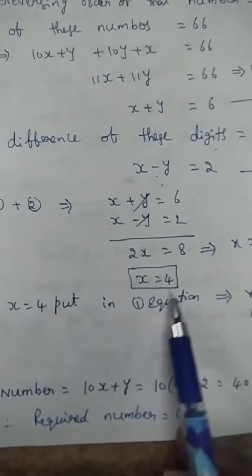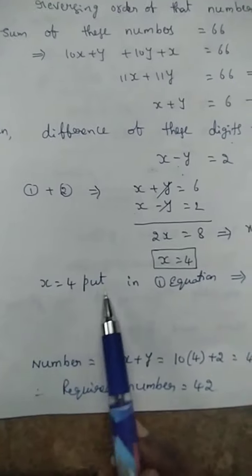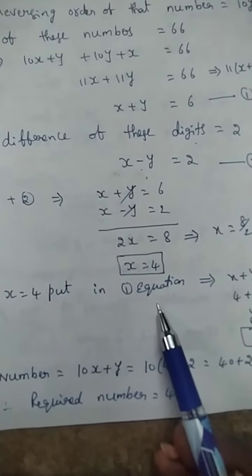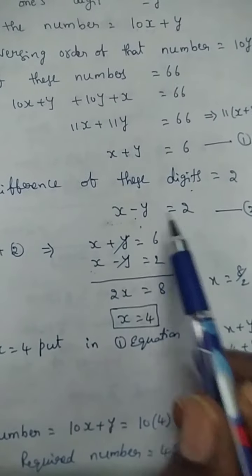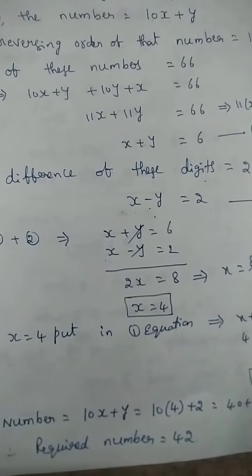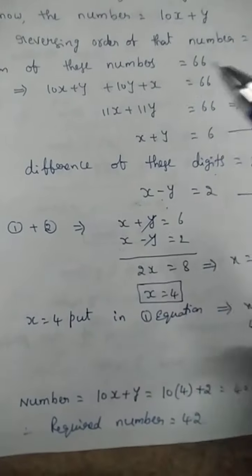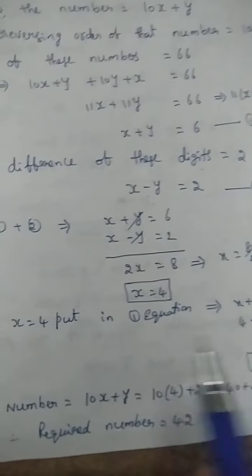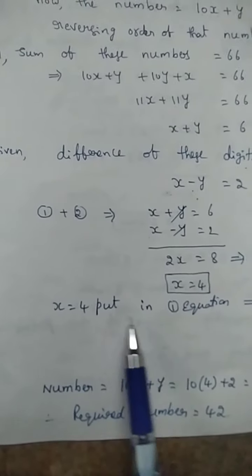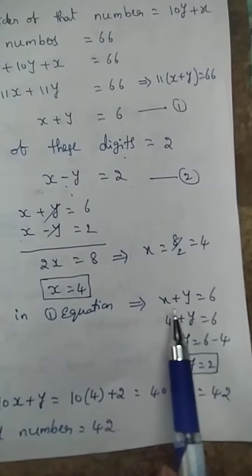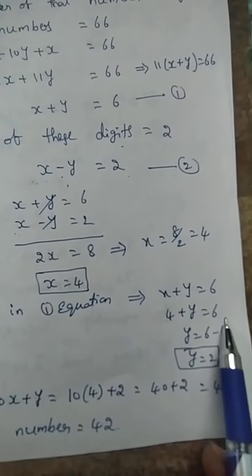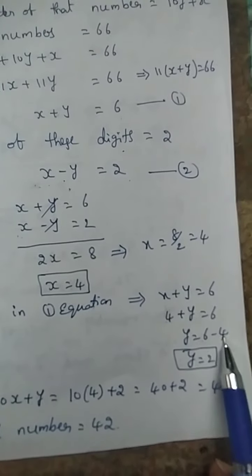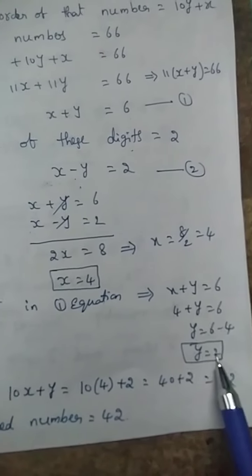So x is equal to 4. Put x is equal to 4 into the first equation, x plus y is equal to 6. Wherever x appears, we substitute 4 to get the value of y. So 4 plus y is equal to 6, y is equal to 6 minus 4, and y is equal to 2.